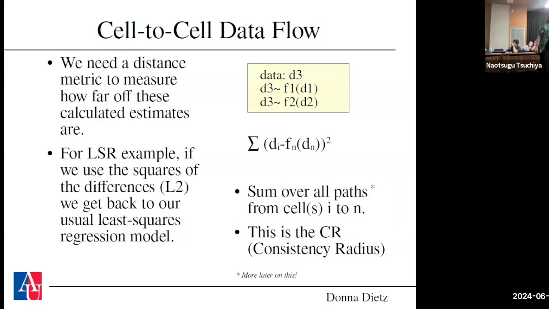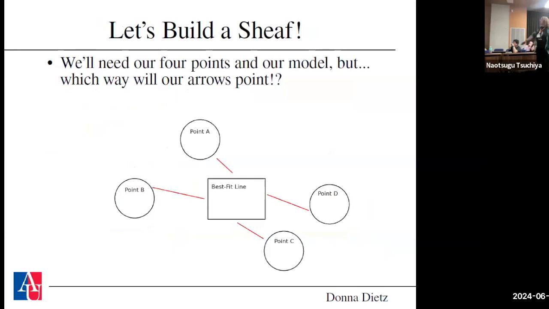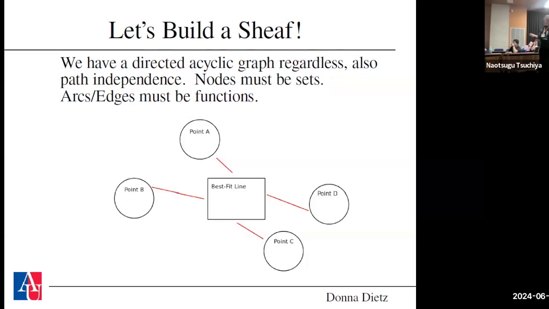Okay, if we take all those distances and square them and add them all together, we will end up in this instance with linear regression as we know and love. So let's build it. Now what? Well, we will have a directed acyclic graph regardless of which way we point the arrows, path independence, because this is such a simplistic thing.